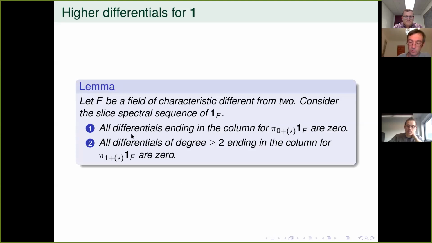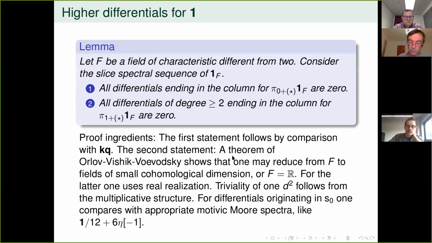And we get the following lemma. So the first part is that all differentials ending in the column for pi zero are zero. And all d2, d3, and higher degree differentials for the slice spectral sequence ending in the column for pi one are also zero.